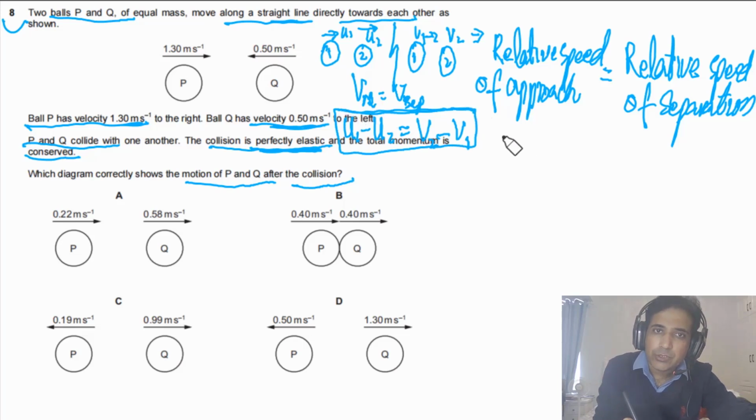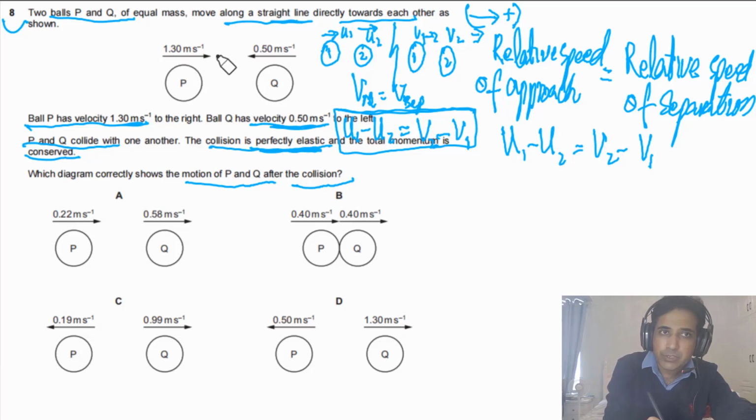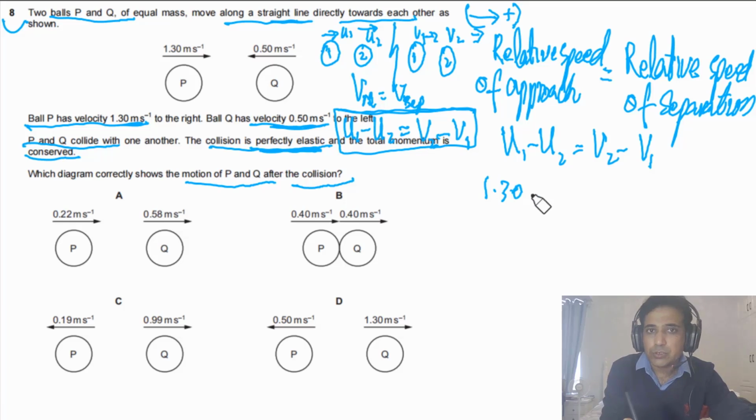Now we will write down the same formula here. We will write u1 minus u2, and this has to be equal to v2 minus v1. And this is only true if all of them are moving to the right. In this case, this is moving to the right, so we can say this is 1.30. So this is positive, and there is a negative sign here, and this is moving to the left, so we can say this is 0.50. And for the second part, simply we can say v2 minus v1.